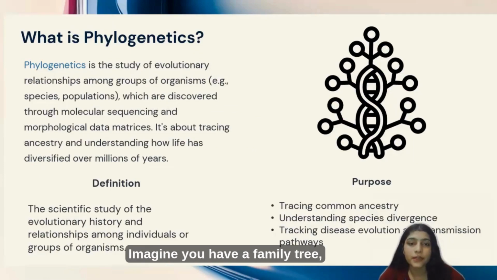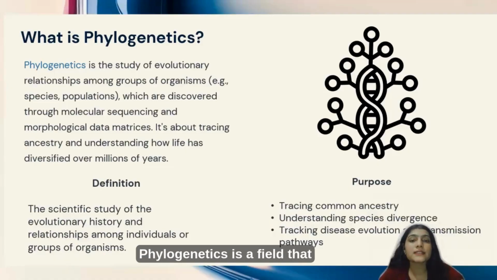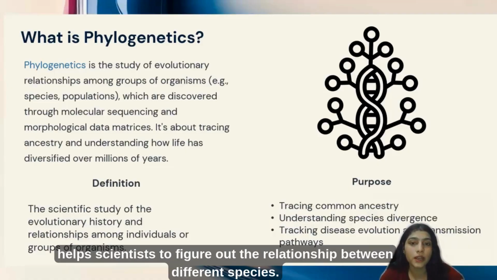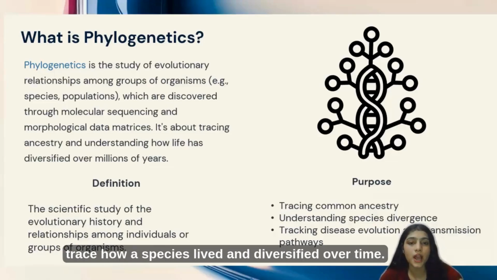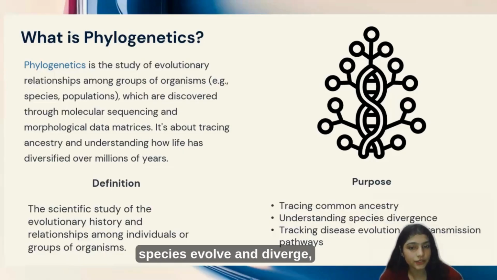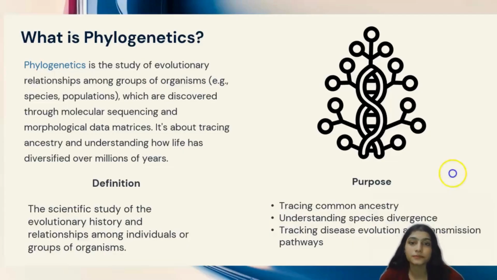Imagine you have a family tree, but not just for your relatives, for every living thing. Phylogenetics is a field that helps scientists figure out the relationships between different species. But instead of family stories, we use DNA sequences, protein structures, and even physical features to trace how species split and diversified over time. So why do we do it? It's to find a common ancestor, to understand how species evolve and diverge, to even track how diseases like COVID-19 spread and change.